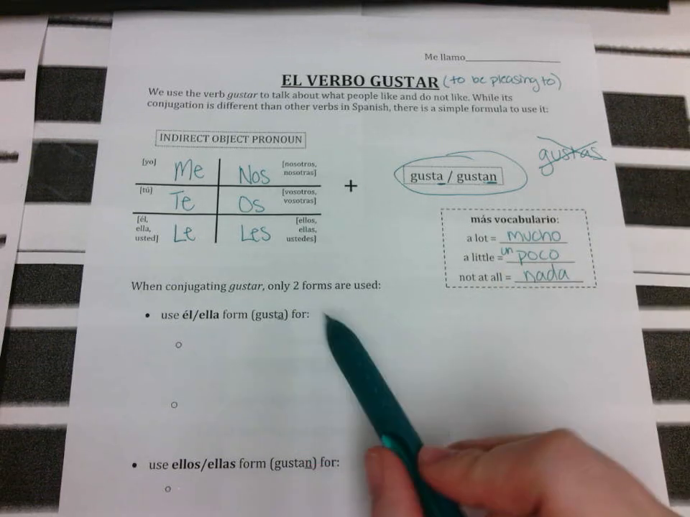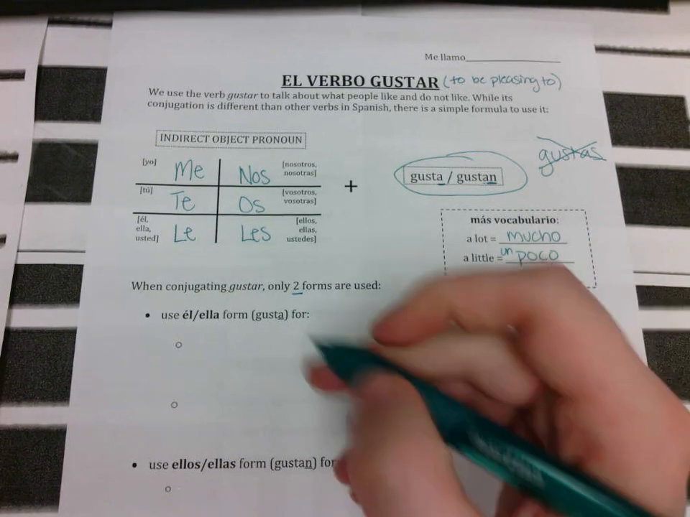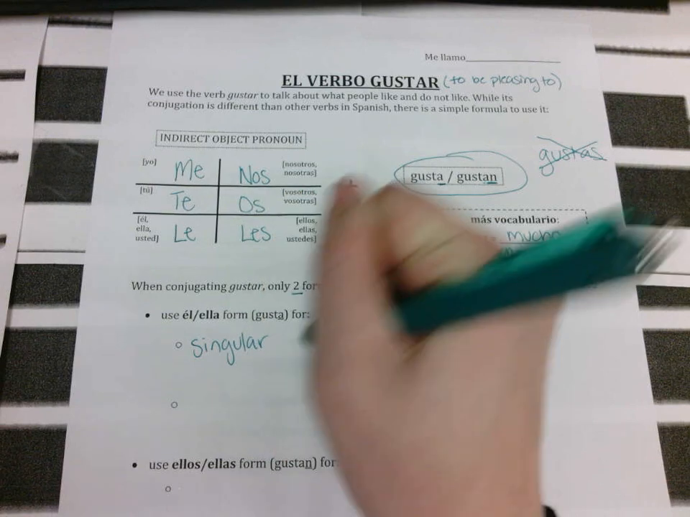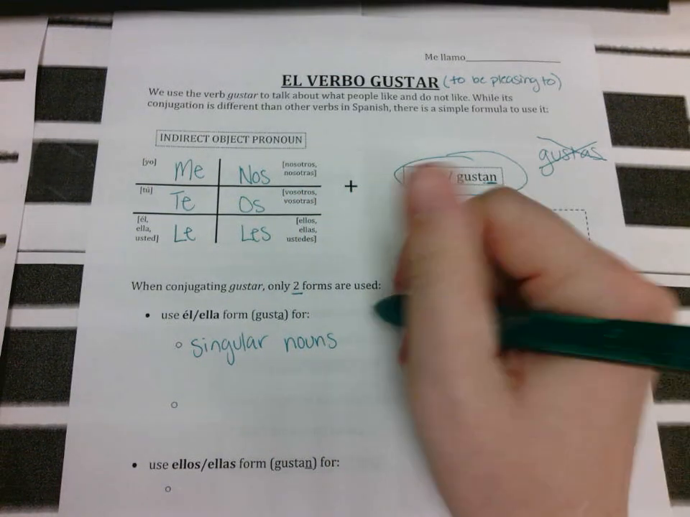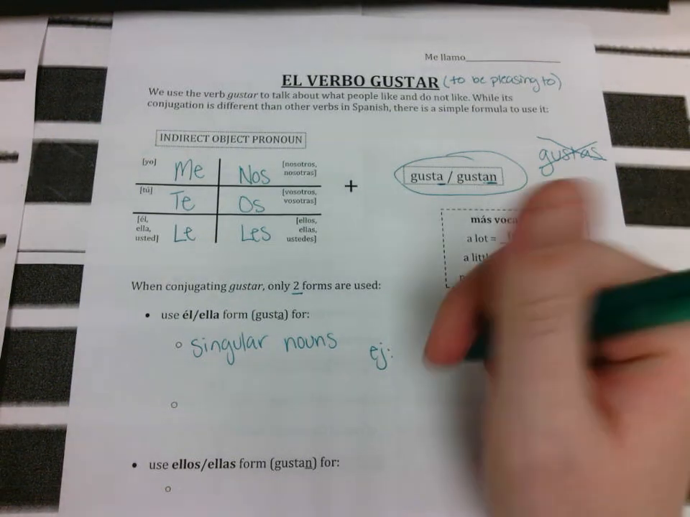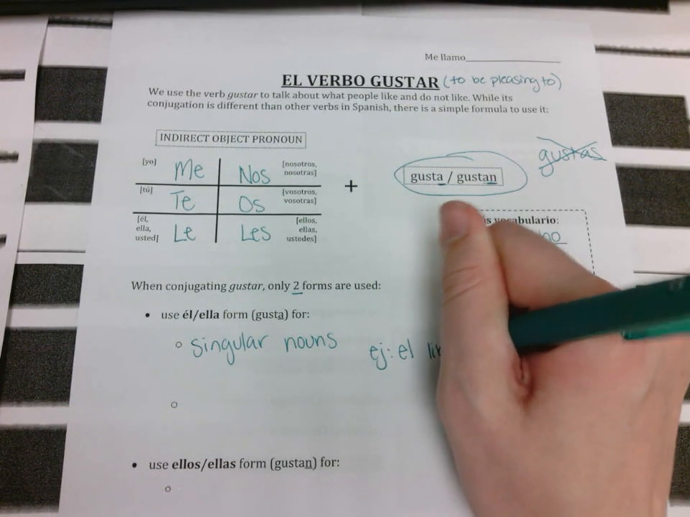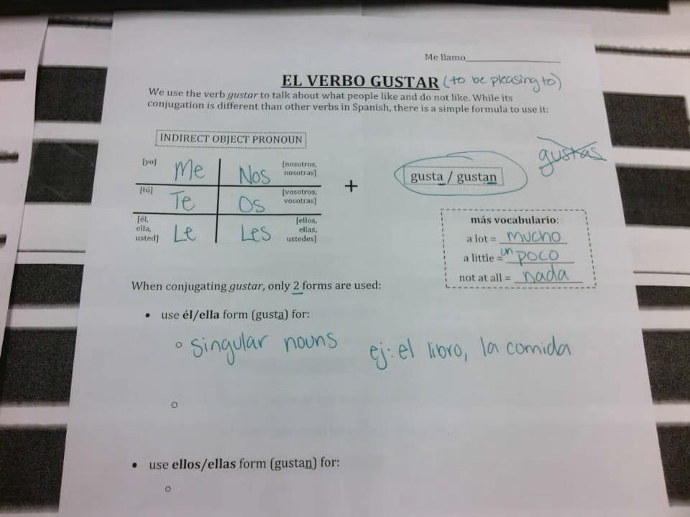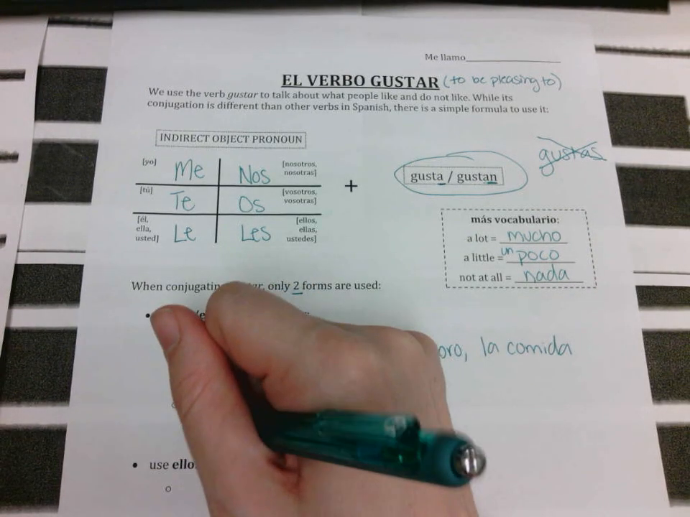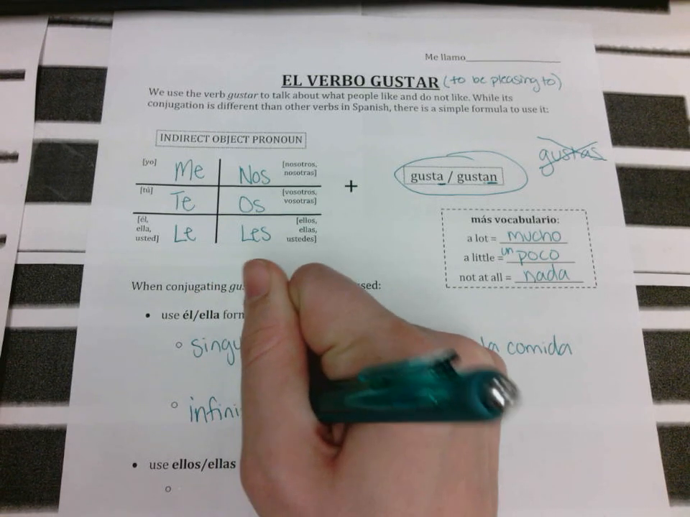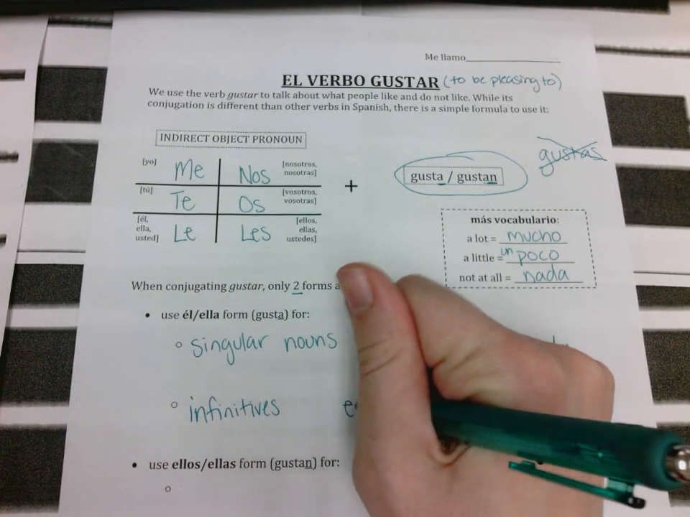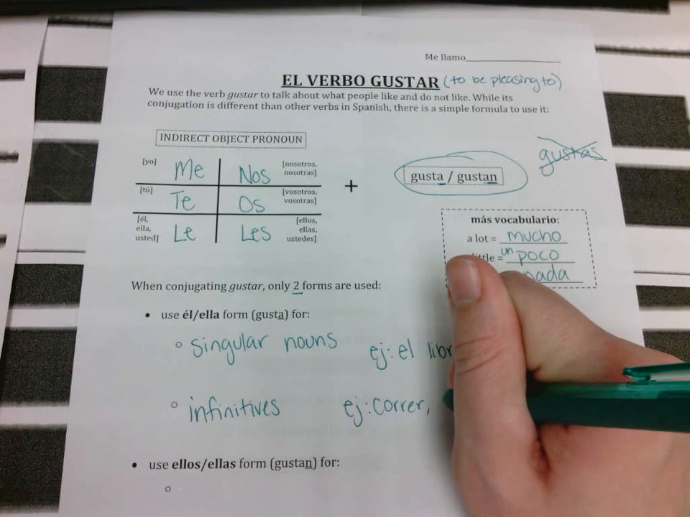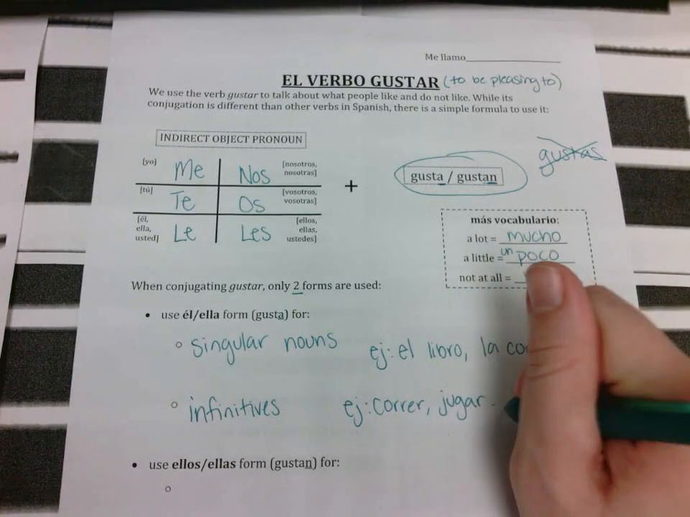Now in conjugating gustar, like I said, we only use two forms, the él and ella form, or gusta. We're going to use that for singular nouns. An ejemplo, or an example of that, we have el libro, or we could say la comida. We can also use gusta with infinitives, meaning an unconjugated verb. An ejemplo, we have correr or jugar, any unconjugated verb. These go on forever.